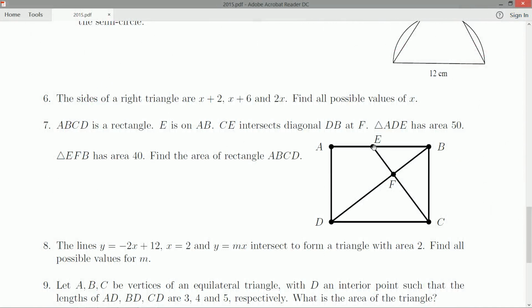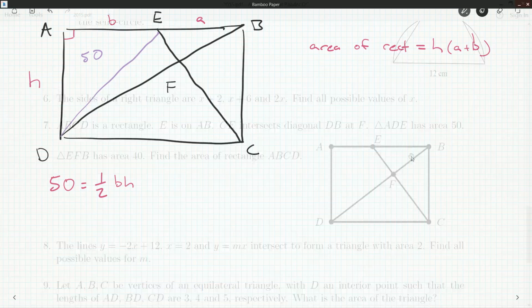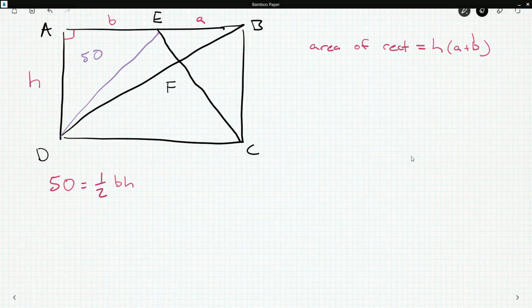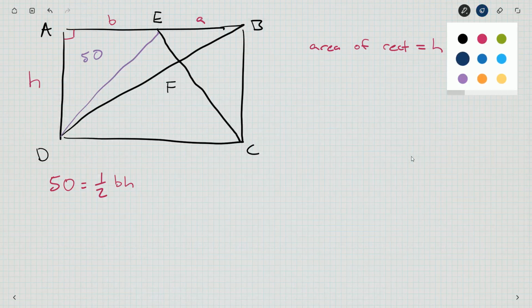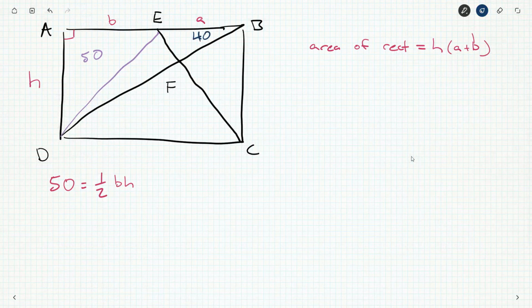EFB has area 40. We'll put that in here. So how could I figure out 40? We have a diagonal here, and so we can get similar triangles. ADB is similar to, call this guy GFB. So maybe I can get a ratio of H to something?